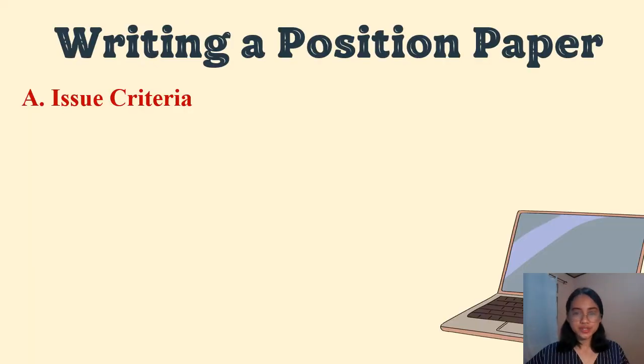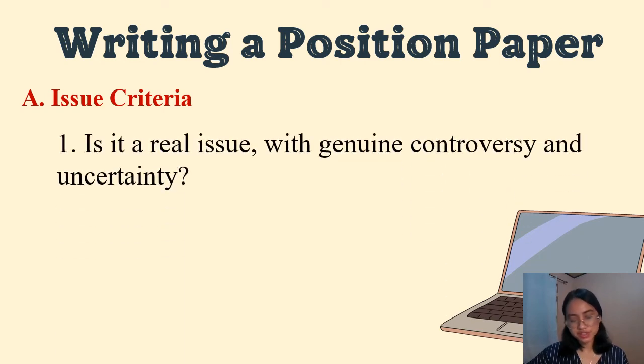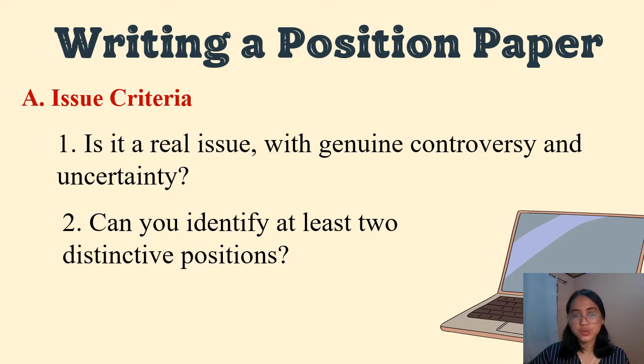So in writing a position paper, it is crucial to consider the following to be able to present a strong argument. So our first one is, you have to ask yourself before writing a position paper, is it a real issue with genuine controversy and uncertainty? Which means, does it need to be addressed? Does it create uncertainty to people in the community and really need to be addressed? Okay, you consider the arguability of the issue.